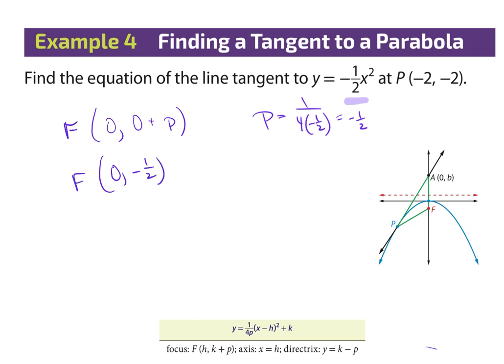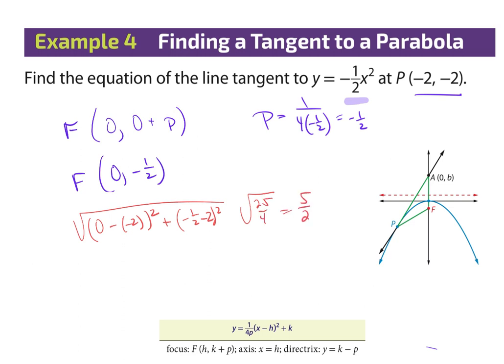So I have that. I need to find the distance to this point. How do I find distance between 2 points? There we go. So I'm going to say 0 minus a negative 2 quantity squared plus negative 1/2 minus 2 quantity squared. You actually get a fraction, 25 over 4. So 5/2, that's the distance.